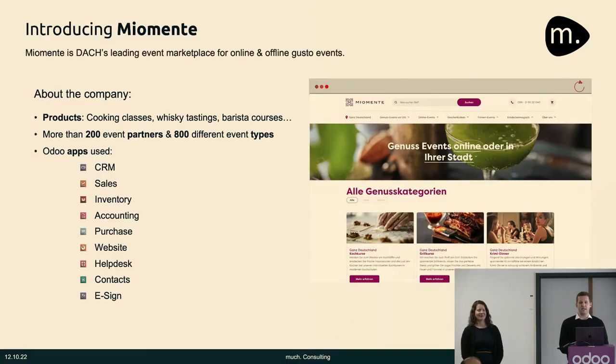So in the Miomente case, we knew that the platform was set. Originally, there were two main things that we wanted to achieve. The first was to get the customer invoices from Odoo, because at that point, the custom developed system didn't produce correct invoices, taxes were wrong a lot of times, so we really needed to make sure that the outgoing accounting processes work well. And the second thing was the help desk.